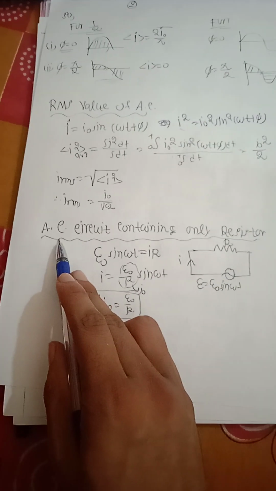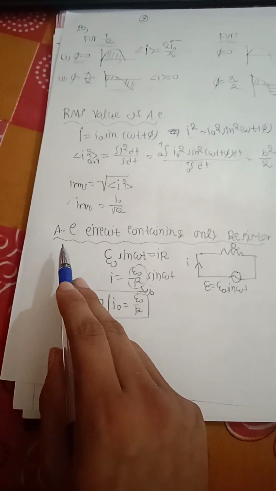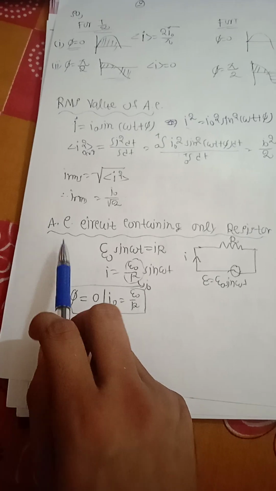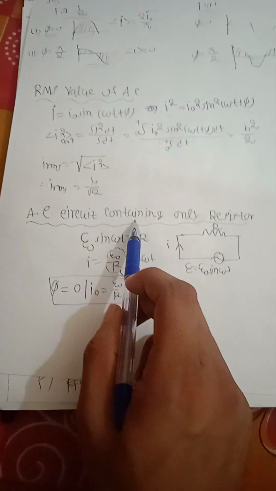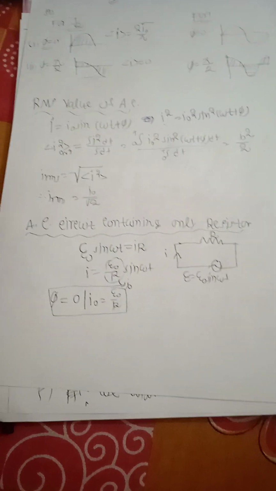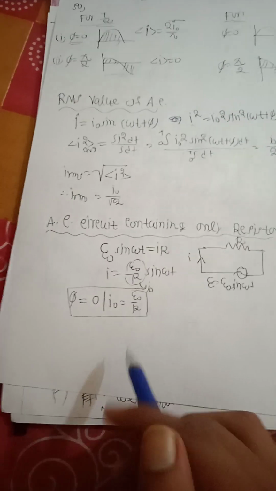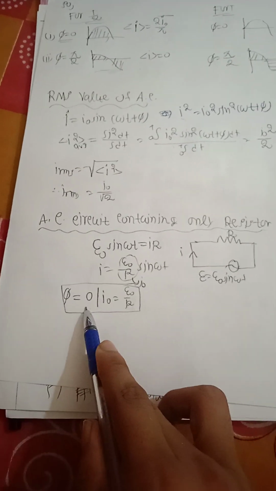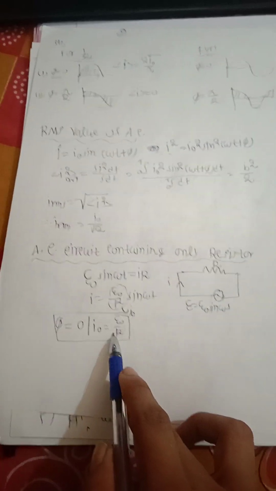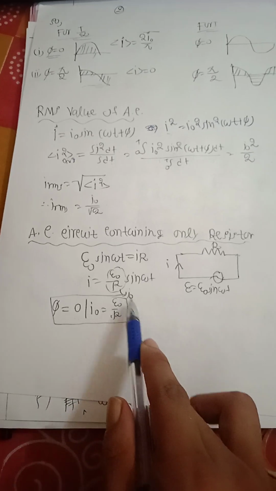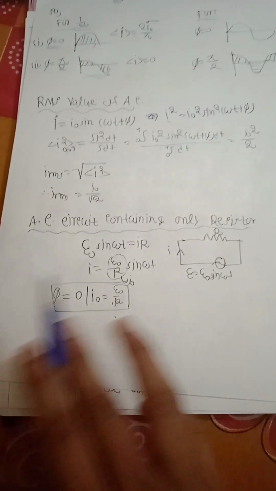Now we get into another topic, which is an AC circuit containing only resistors. This is just a basic formula, not much to remember. The flux should be equal to 0, and I naught should be epsilon naught by R. That's it.